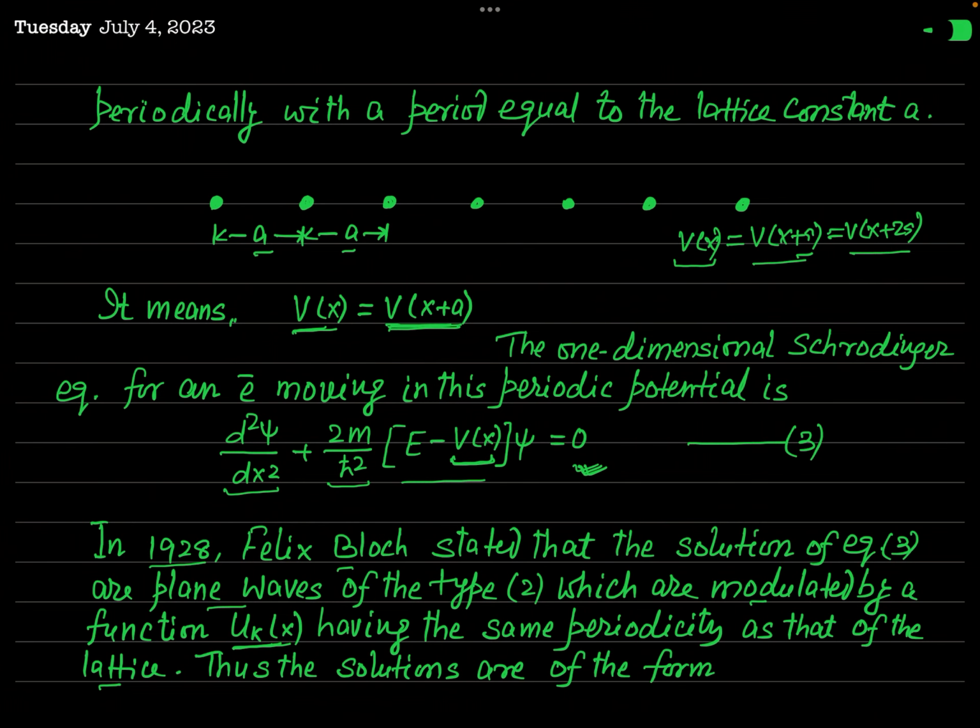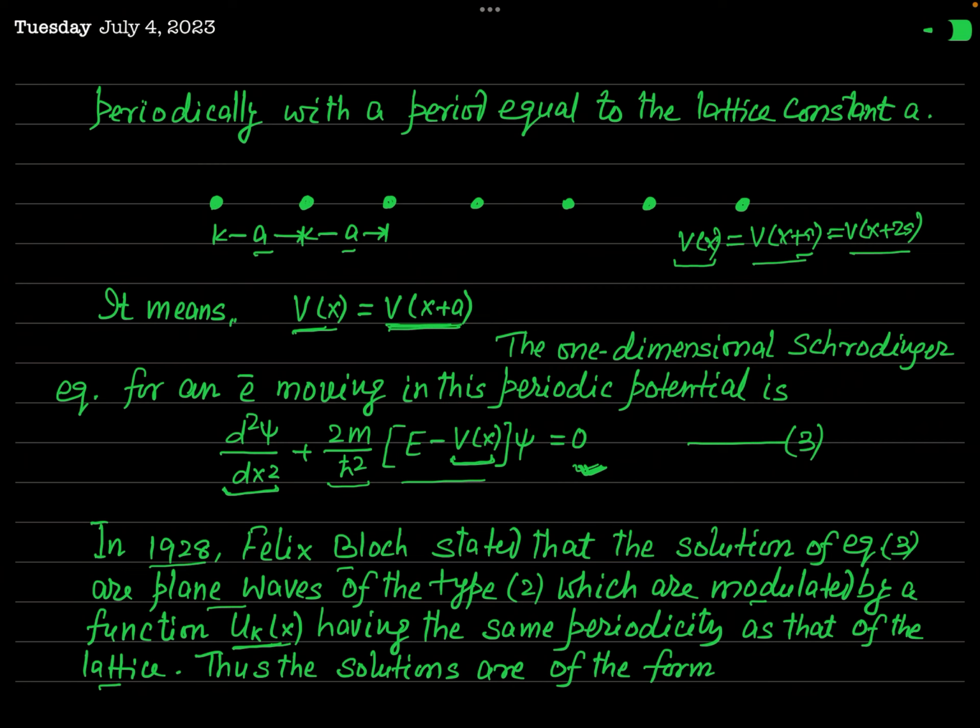Now let us see. This equation 3, which is actually the Schrodinger equation in one dimension, is simply an ordinary differential equation of second order. And you know from the theory of differential equations that a second order ordinary differential equation has two independent solutions. And a linear combination of those two independent solutions will also be a solution of that very differential equation. We also say that this is the most general solution, which is obtained from the linear combination of the independent solutions of the differential equation.